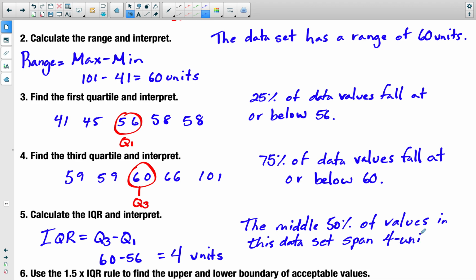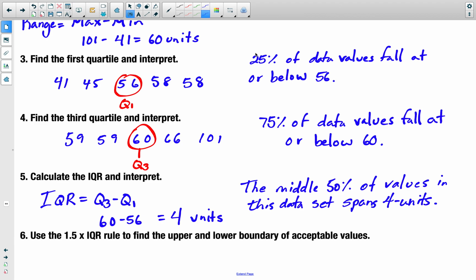Just like the range is expressed as one value, not my data ranges from here to here, my interquartile range is also expressed as just one value, the result of that subtraction problem. It's really not accurate to say my interquartile range is from 60 to 56. It's 4 units. It spans 4 units.